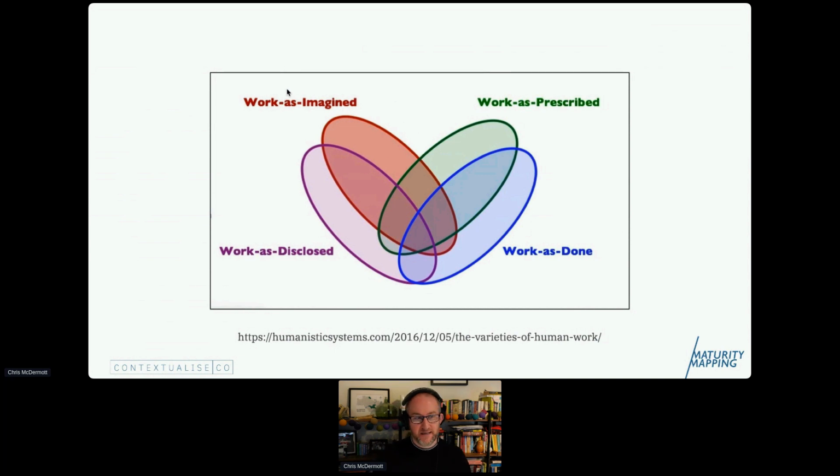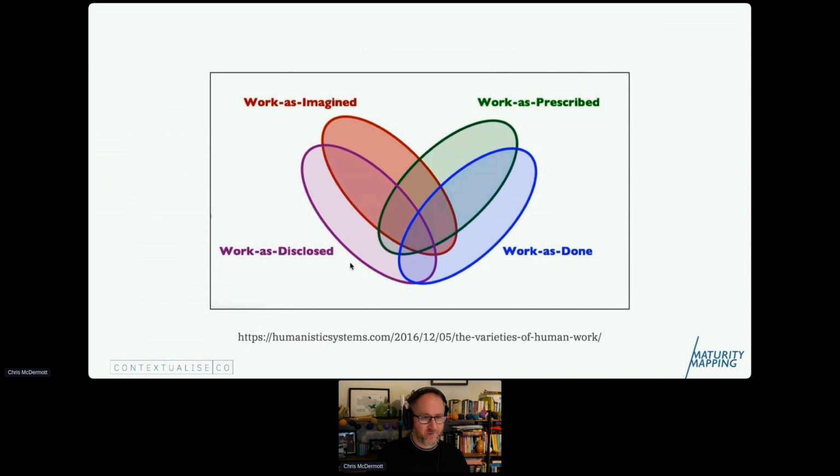Then we have work as disclosed, and this is how the people who do the work describe how they do it. This is what people say they do when they do the work. We have work as prescribed. That's how people believe it should be done, those who set the rules, those who maybe write the manuals or do the training. And then after all that, we have work as done. This is how it is actually done on the ground.